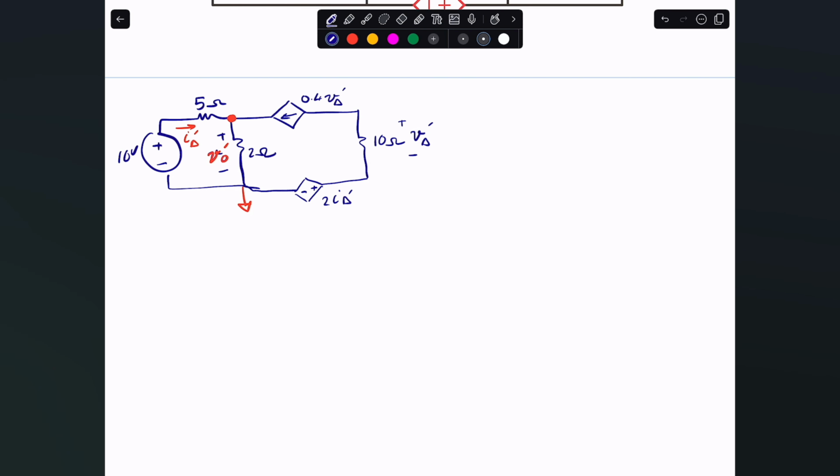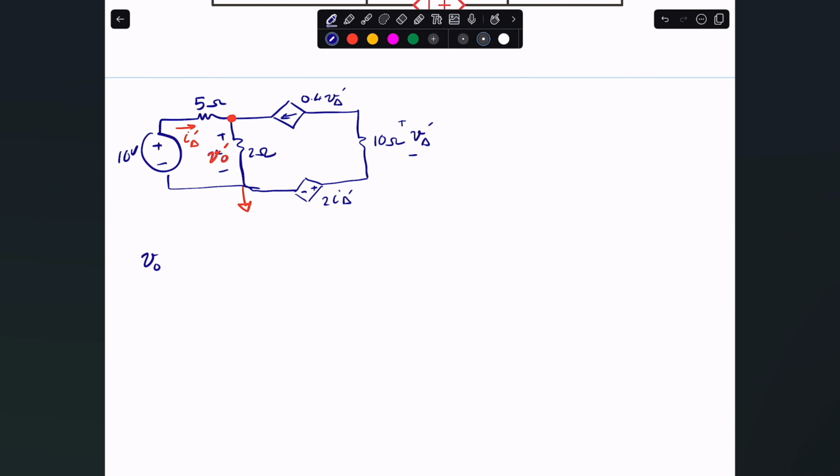The V delta, I delta, they have nothing to do with the original. This is one of the most common mistakes that I've seen new learners make: if they compute the V delta in the original circuit, they just keep using them in here. They're not. This is just a new circuit, and you have to analyze it this way. All right, so let me write the nodal analysis.